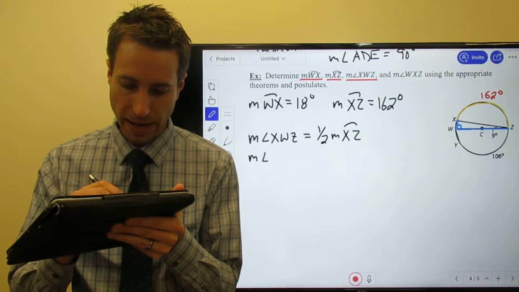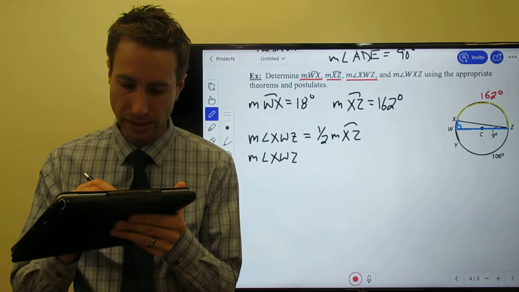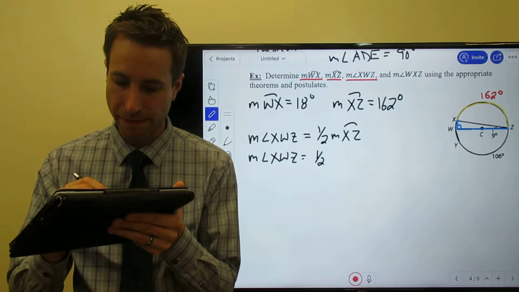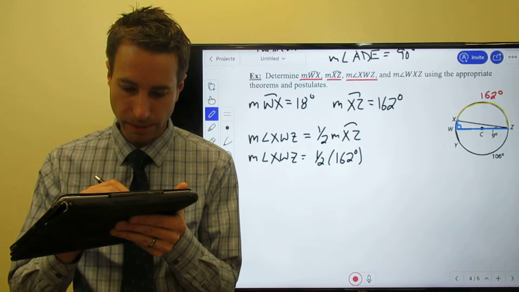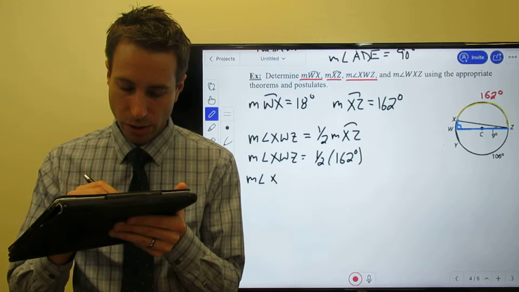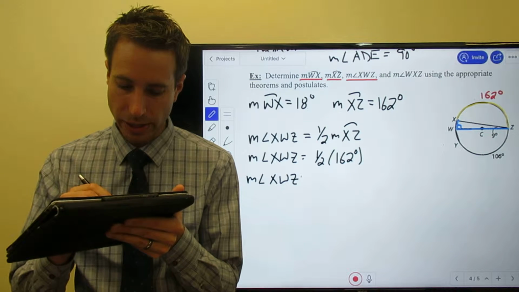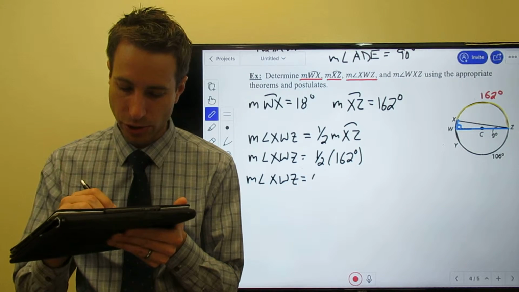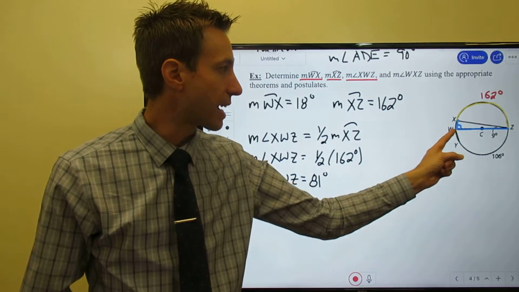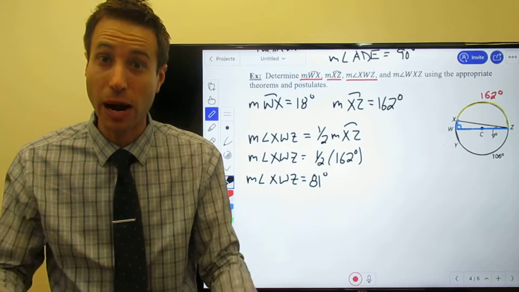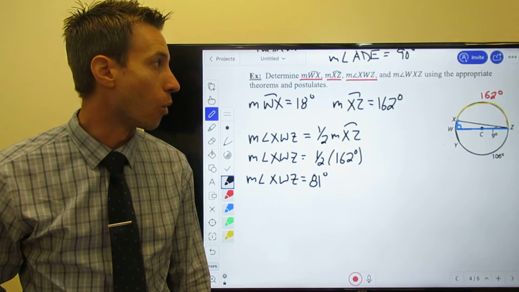Here we go. The measure of angle XWZ is equal to 1/2 of 162 degrees. So 162 degrees, divide by 2, and you should get 81 degrees. So the measure of XWZ, that inscribed angle, it's 81 degrees.